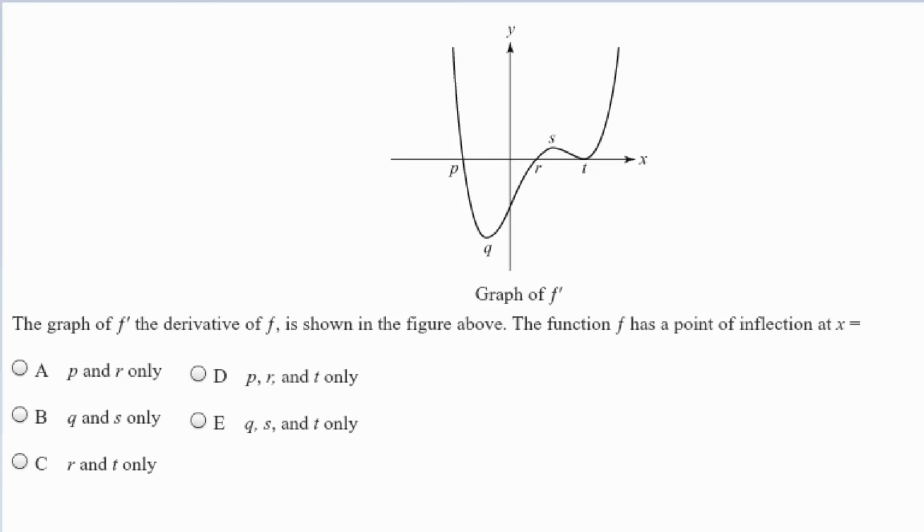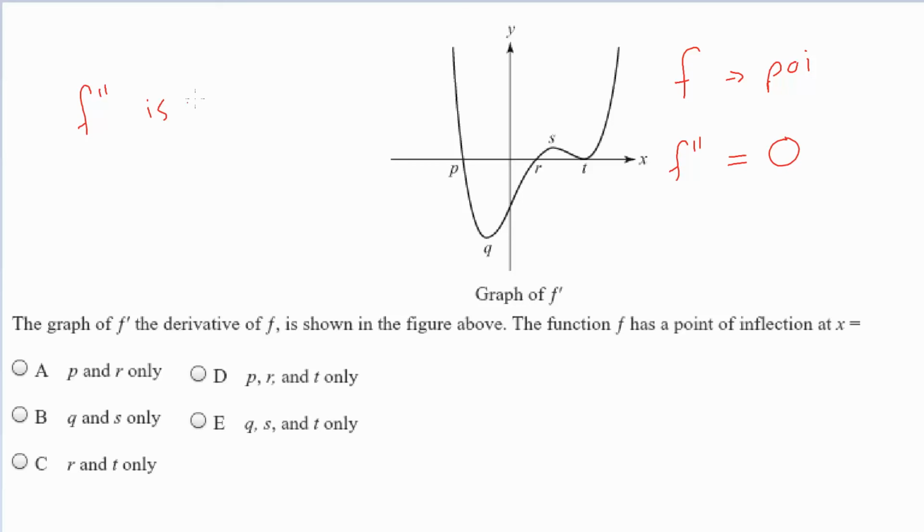All right, another interpretation of the graph of a derivative, which is very similar to the one we just looked at. The graph of f prime, the derivative of f, is shown in the figure above. The function f has a point of inflection at x equals, and again, let's talk about this. For f to have a point of inflection, its second derivative has to be equal to 0. The second derivative is related to the first derivative.